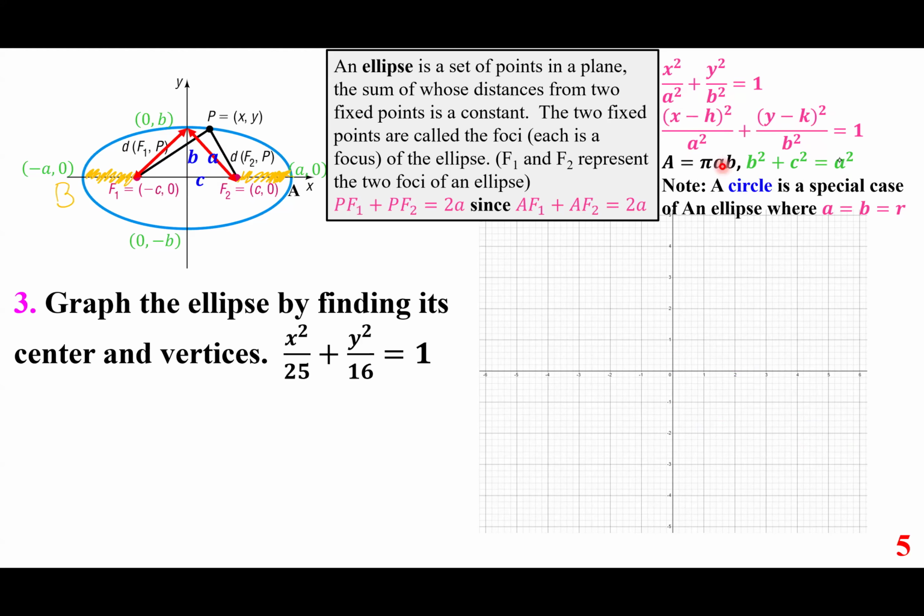Now, before I explain further, I want you to note that a circle is a special case of an ellipse where A equals B equals R. If A and B are identical, it becomes a circle. And so, because the area of a circle is pi r squared, the area of an ellipse is pi AB. And again, b squared plus c squared is a squared by the Pythagorean theorem.